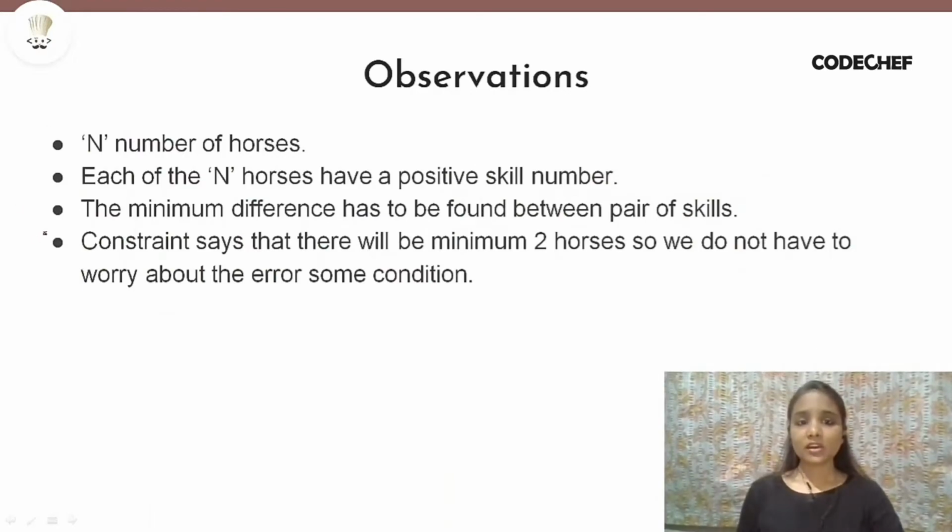Now, the main observations that we have made out of this problem are that there are n number of horses. Each horse has a positive skill number, so it will never be negative. The skill number will always be positive. The minimum difference will be found between two horses only. So out of all the horses, no matter how many horses are given, the minimum difference will be between two horses.